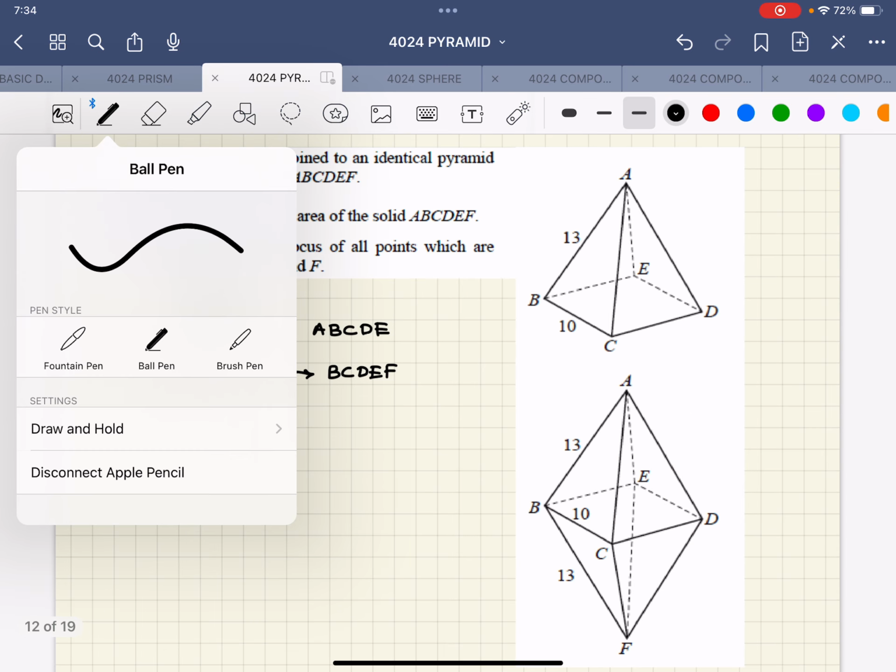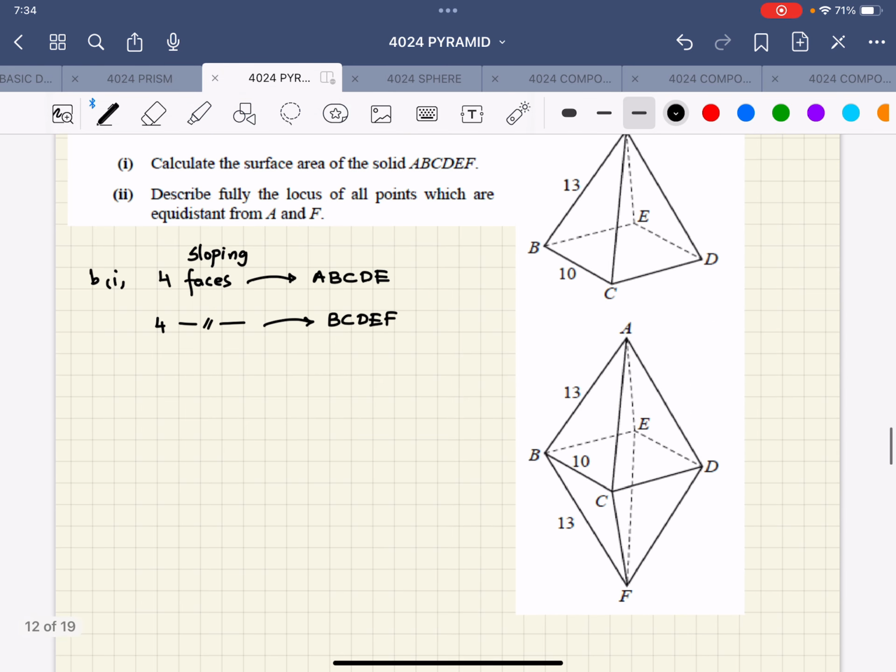So the surface area is how much? That is 8 multiplying with the area of one face, which is 60. That is 480 centimeters square. And then the second part, that is about locus. Describe fully the locus of all points which are equidistant from A and F.